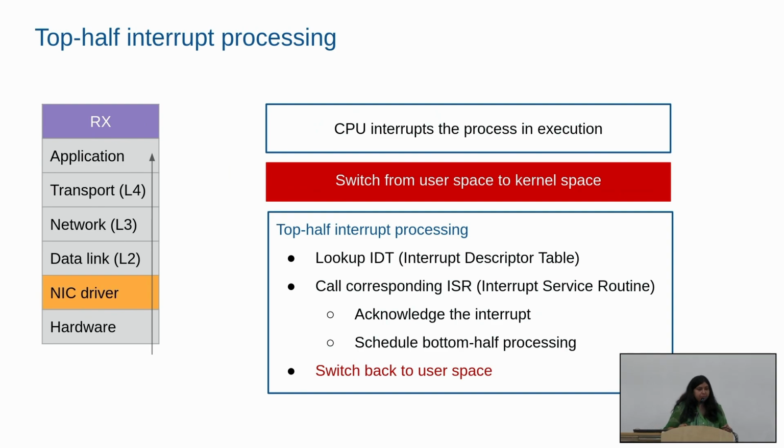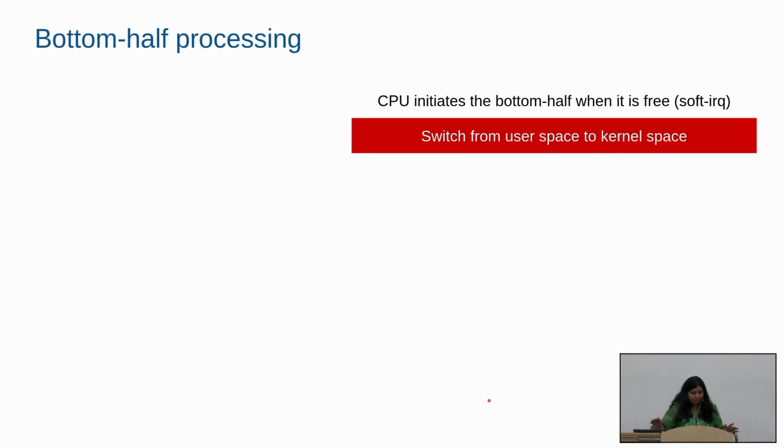Now whenever the CPU becomes available, it interrupts. Okay, I have talked about this top half processing. Top half processing is again interrupt processing where switching will happen, and this is the typical way processing happens. You will look up the system call. So there will be a syscall. You look up in your IDT, interrupt descriptor table. You call the interrupt service routines, acknowledge this interrupt, schedule the processing for the bottom half, and switch back to user space to continue with your application work.